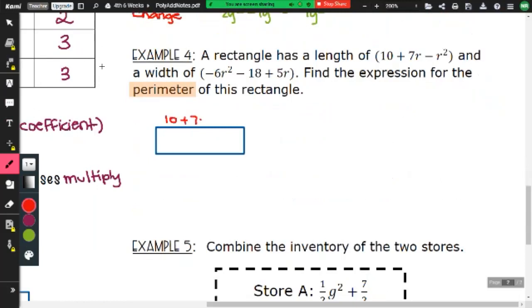10 plus 7r minus r squared. I always find it helpful to first draw it. That way I could visually see it. They also give me the width or the short side of negative 6r squared minus 18 plus 5r. What do I need to do? Because we're asking for the perimeter, add both of these. Perimeter. What do you do to find the perimeter?